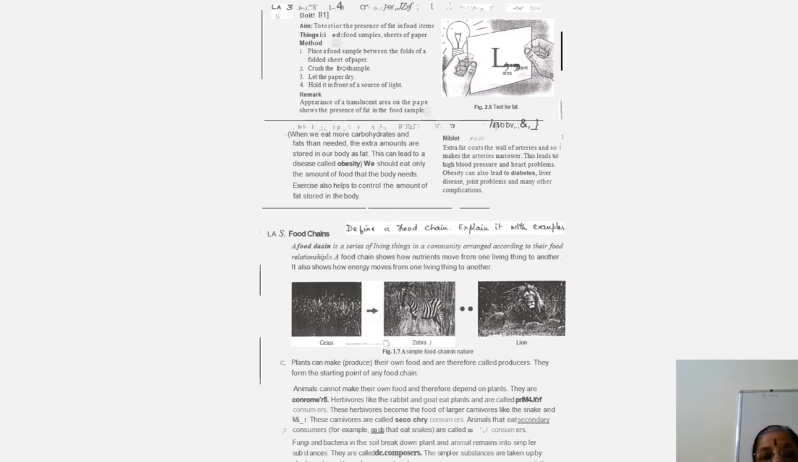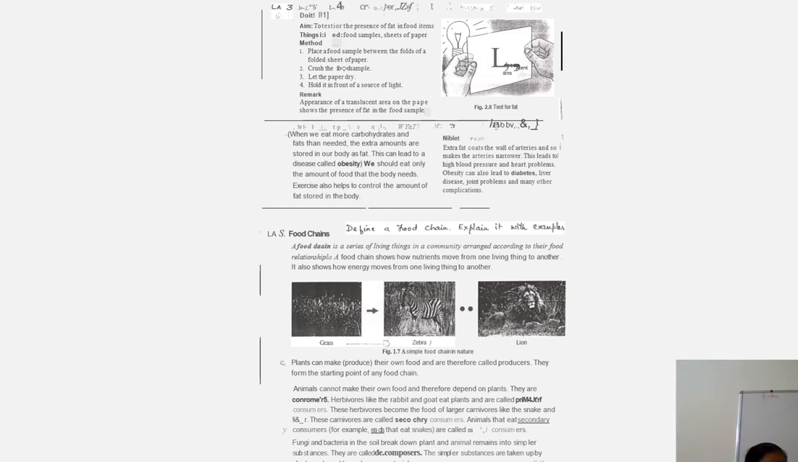Okay? Next, obesity. When we eat more carbohydrate and fat than needed, the extra amount is stored in our body as fat. This can lead to a disease called obesity. I showed the picture below for obesity, a fat person sitting down. Yes or no? I showed it, look. Can you see the belly? The belly is the obesity, right?